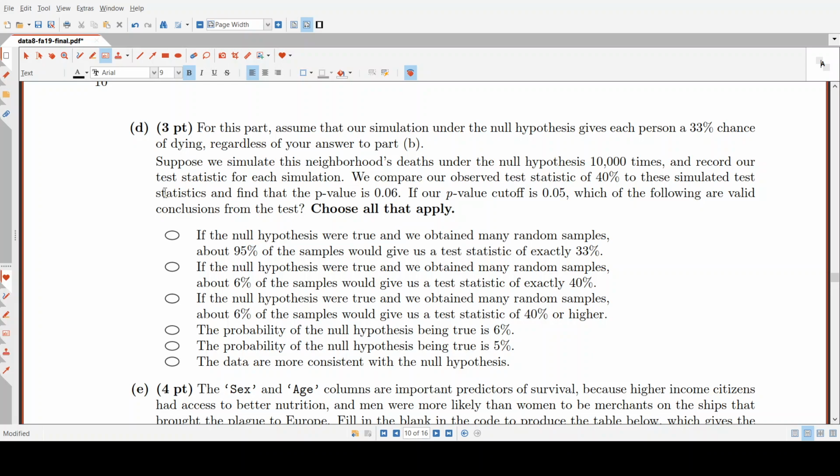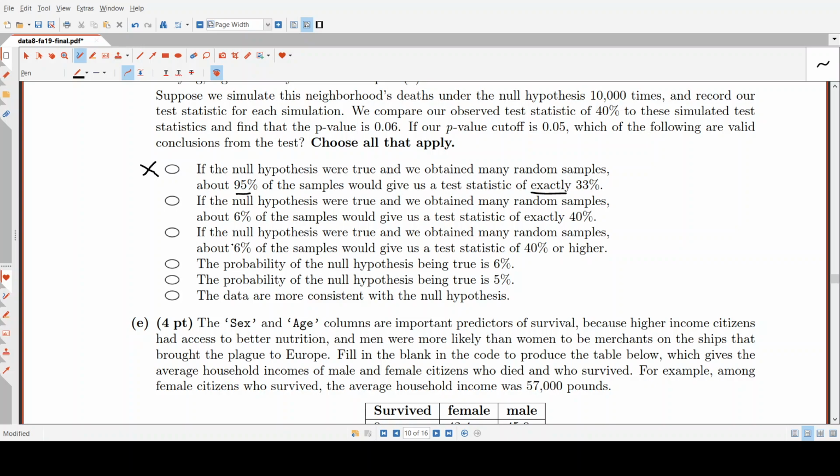Okay, so if the null were true and we obtained many random samples, about 95% would give us a statistic of exactly 33%. The keyword here is exactly, and that's what makes this an invalid conclusion. If the null were true, then we would have a distribution centered around 33%, but that does not mean that 95% of the samples are going to be 33% as a test statistic.